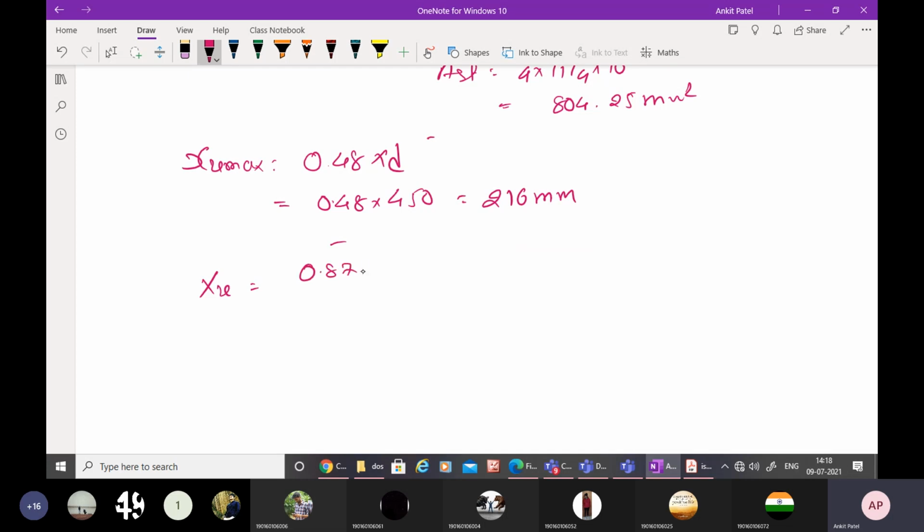And now, who had made the mistake in XU, please see it carefully. XU is 0.87 into FY, your 415, into AST, 804.25, divided by 0.36 into FCK, that is given as 20, and into B, that is 250. Now where have you made the mistake, dear? Yes, you put 150 instead of 250. That's the mistake, because you have used the previous data.